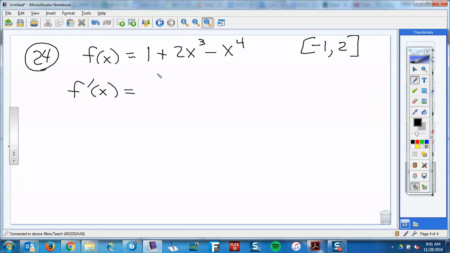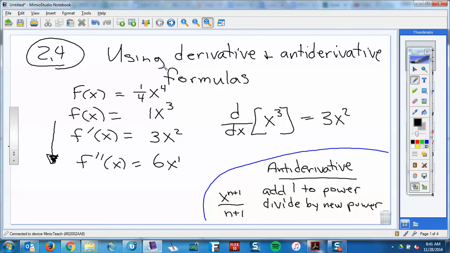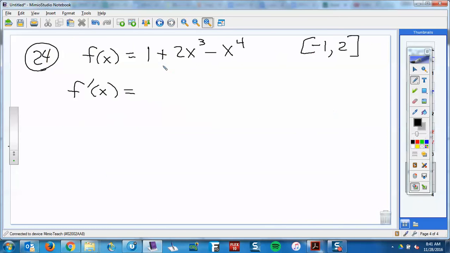So we're going to do the derivative, which of course we've learned our rules. Remember the title of this section is using our derivative formulas. All right, so what's the derivative of 1? 0. Derivative of 2x cubed? 6x squared minus 4x cubed, and then put equals 0. If you don't put equals 0, you might lose a point. Put equals 0. We want to see where the derivative equals 0.